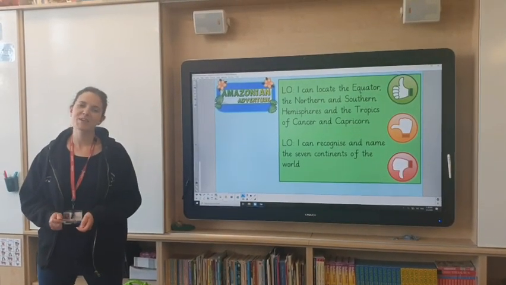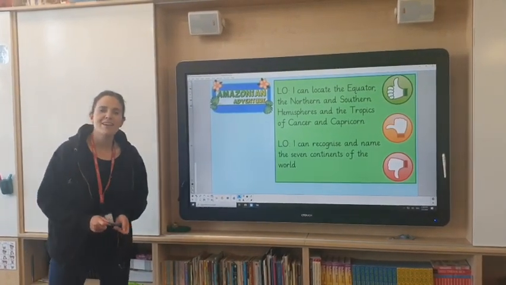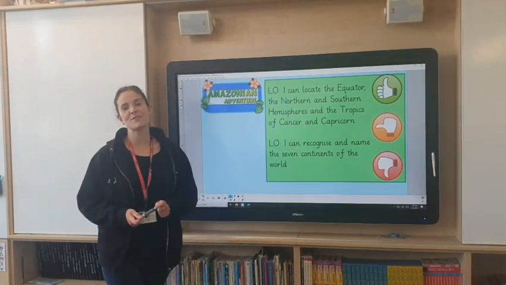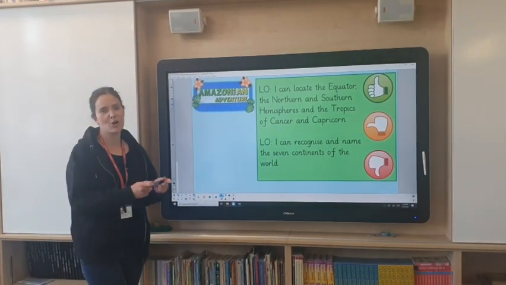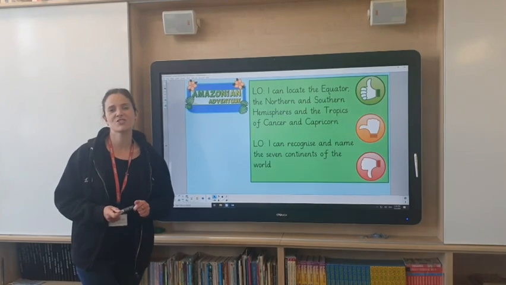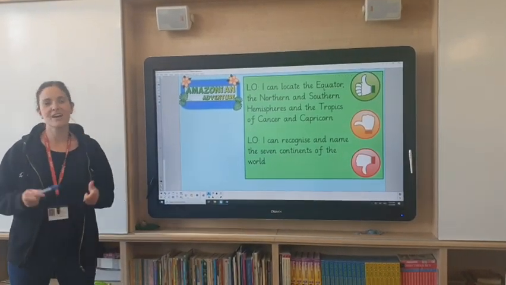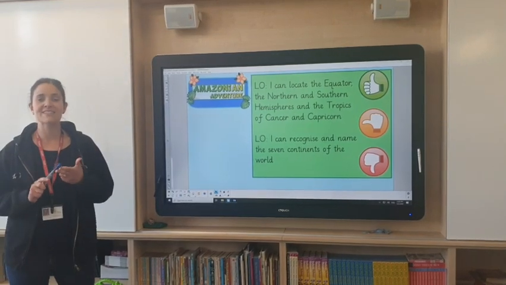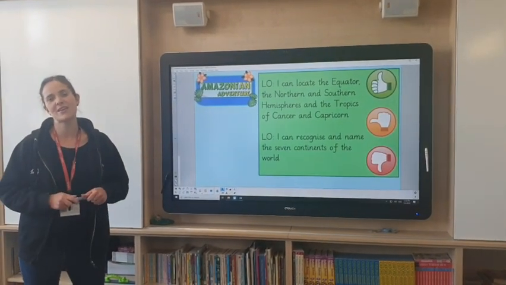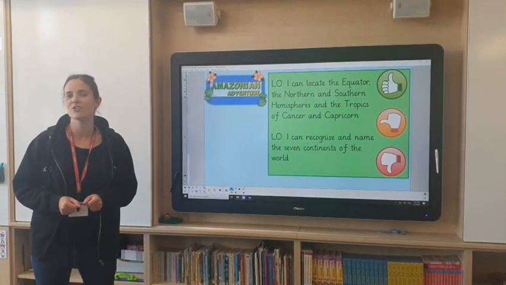Today we're going to be doing some geography together. Now we've had one lesson on geography so far this term from the home learning, and that asked you to have a look at the UK, to find the countries in the UK, the capital cities of the countries, and also the bodies of water that surround the UK.